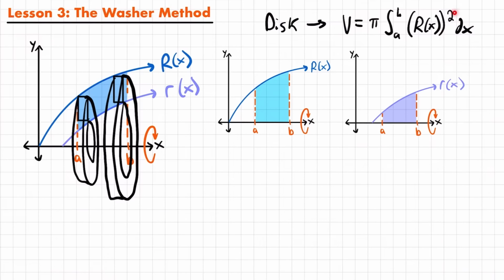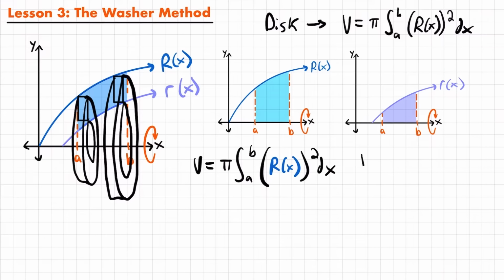And so using the disk method, we can represent the volume of the solid formed by revolving the region beneath the outer radius around the x-axis and the solid formed by the region beneath the inner radius around the x-axis. And so those volumes would look like this. For the outer radius, we'll have that the volume is equal to pi times the integral from a to b of the outer radius, R of x, squared times dx. And then the volume of the solid formed by the inner radius will be equal to pi times the definite integral from a to b of the inner radius squared times dx.